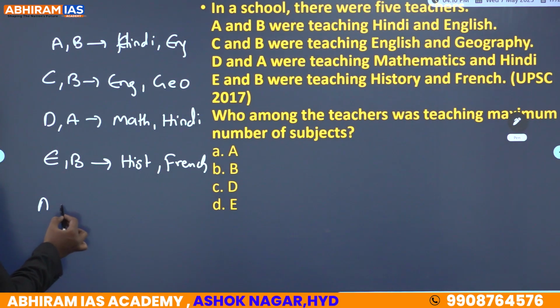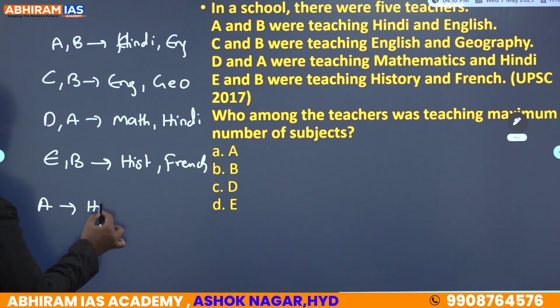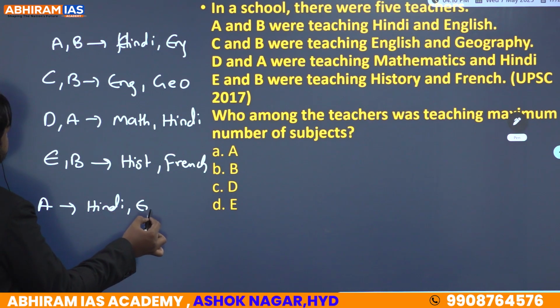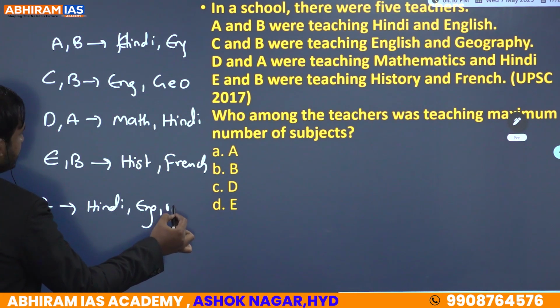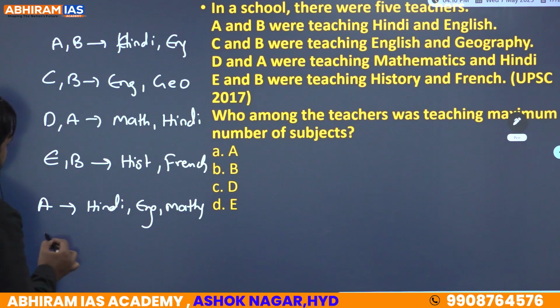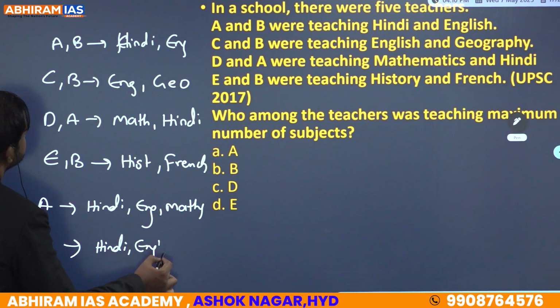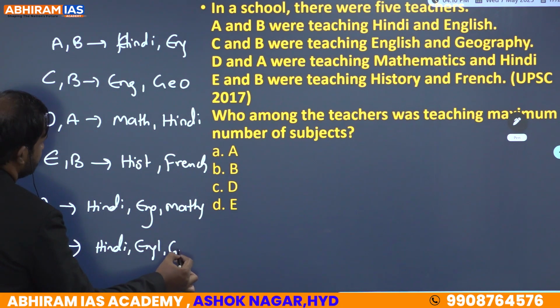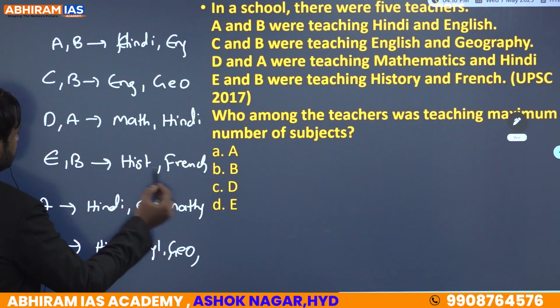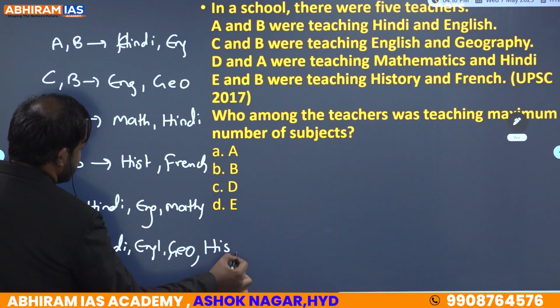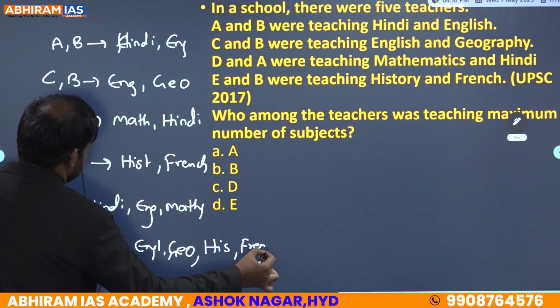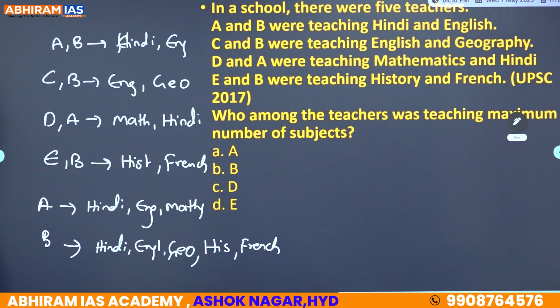So when it comes to A, what does A teach? Hindi, English and maths. A teaches 3 subjects. When it comes to B, how many subjects does B teach? Hindi, English, geography, and history as well as French. B is teaching all 5 subjects.